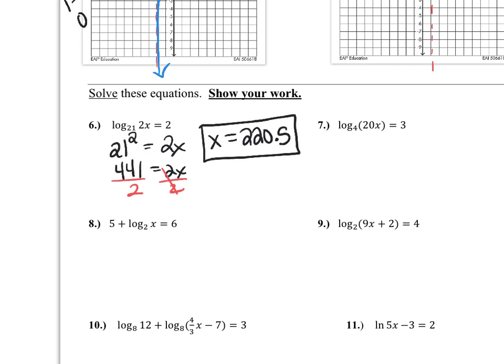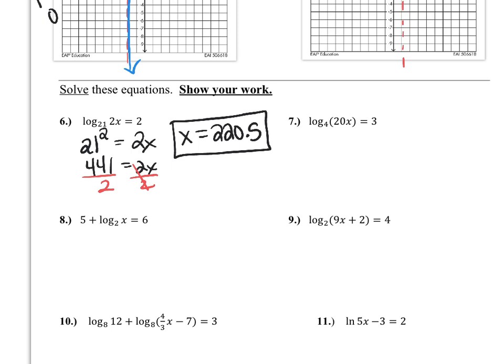Number 7. Okay, same thing. We write in exponential form. 4 to the third equals 20x. 4 to the third is 64. Divide both sides by 20. And this is about 3.2.